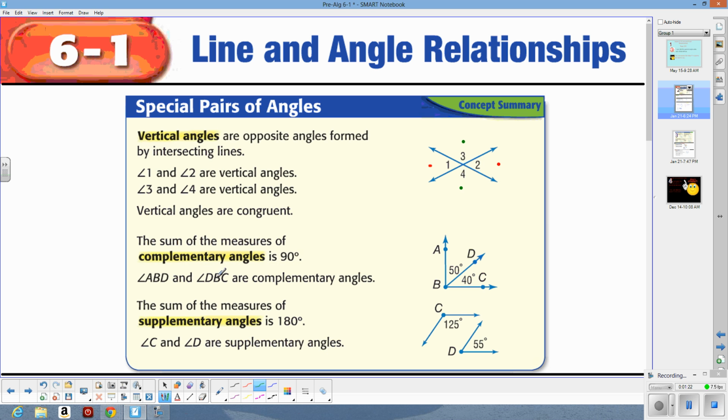The way I remember these two and keep them straight is complementary comes before supplementary in the alphabet, and 90 comes before 180 on a number line. So it kind of matches up. The first one in the alphabet is the first one on the number line, and the second one is the bigger one.